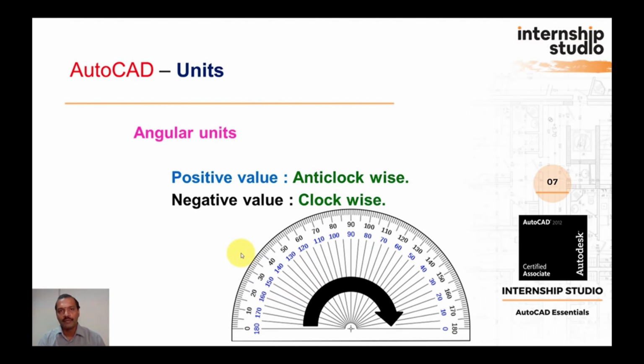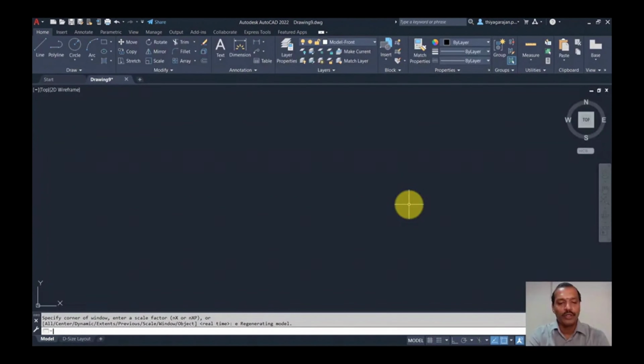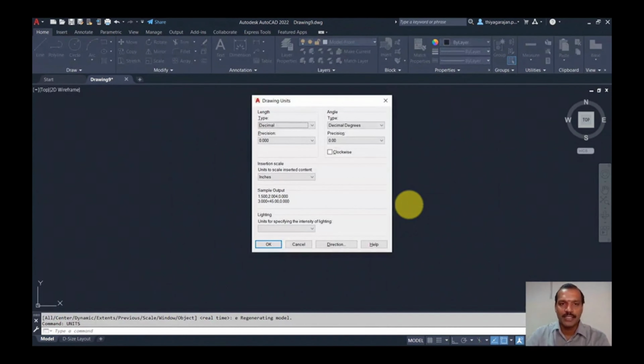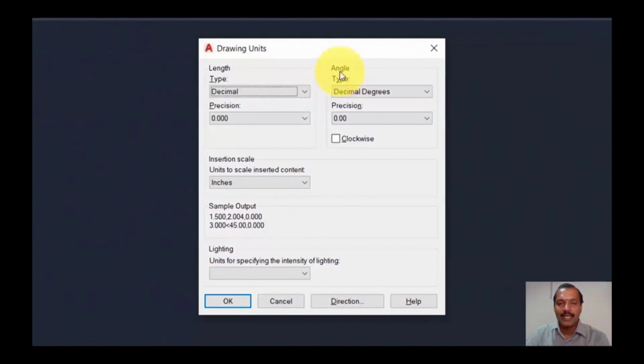Fine. Now we will enter into the AutoCAD program and discuss the units command in detail. Later we will discuss the further commands. Welcome to AutoCAD 2022. This is our AutoCAD screen. Just go to new. I'm going for the units command. Just type units and enter. You can see on the top length and angle.